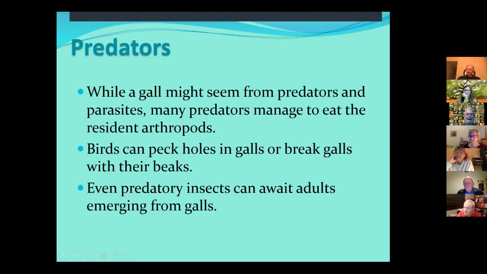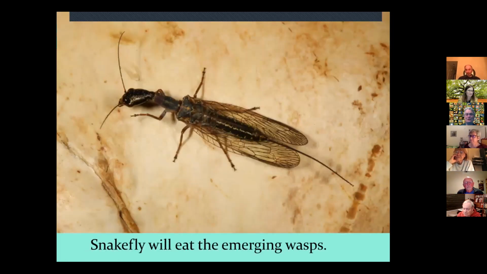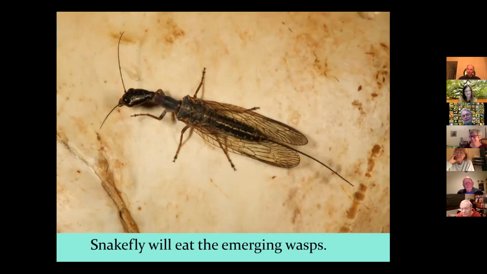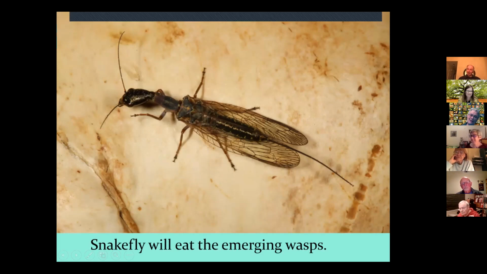Okay, and sadly, even predatory insects await adults emerging from galls. So here is a predatory insect, one of my favorites. This is a snake fly. If you're a gardener and you see one of these in your garden, welcome it. Yes, it looks scary, but that long thing is not a stinger. That is an ovipositor. This female is going to lay eggs to have more snake flies.